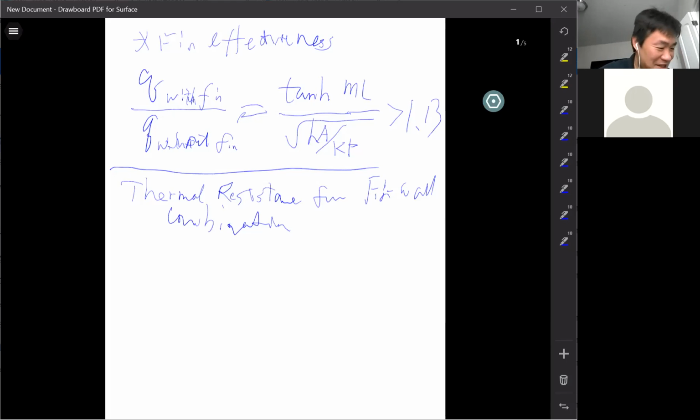Remember, thermal resistance is the whole thing. You can add them together. Every component has a thermal resistance, and you can add them together. Then delta T over the total thermal resistance is just your Q. Your calculation will be much easier if you adopt the thermal resistance idea.